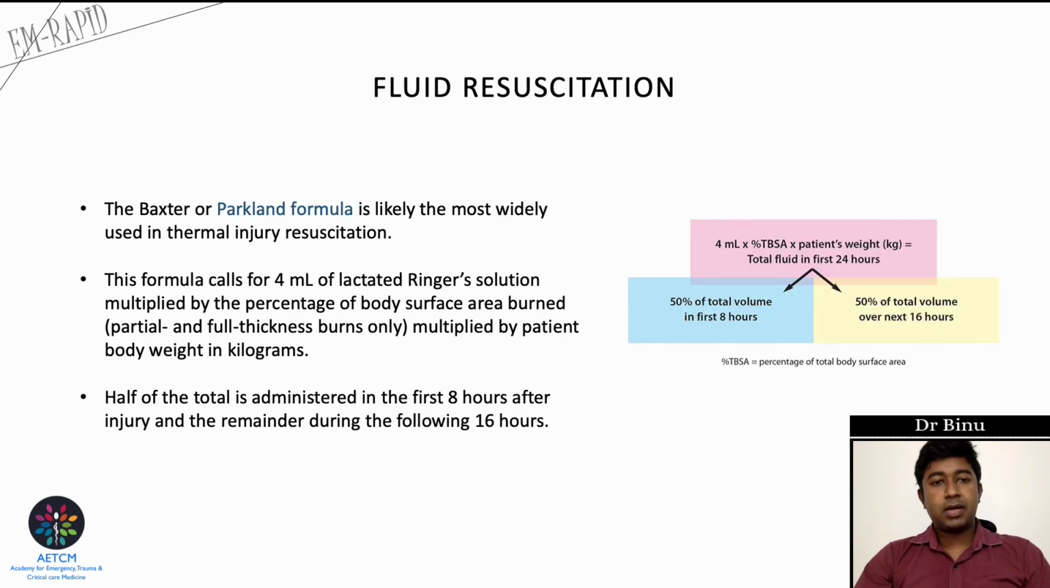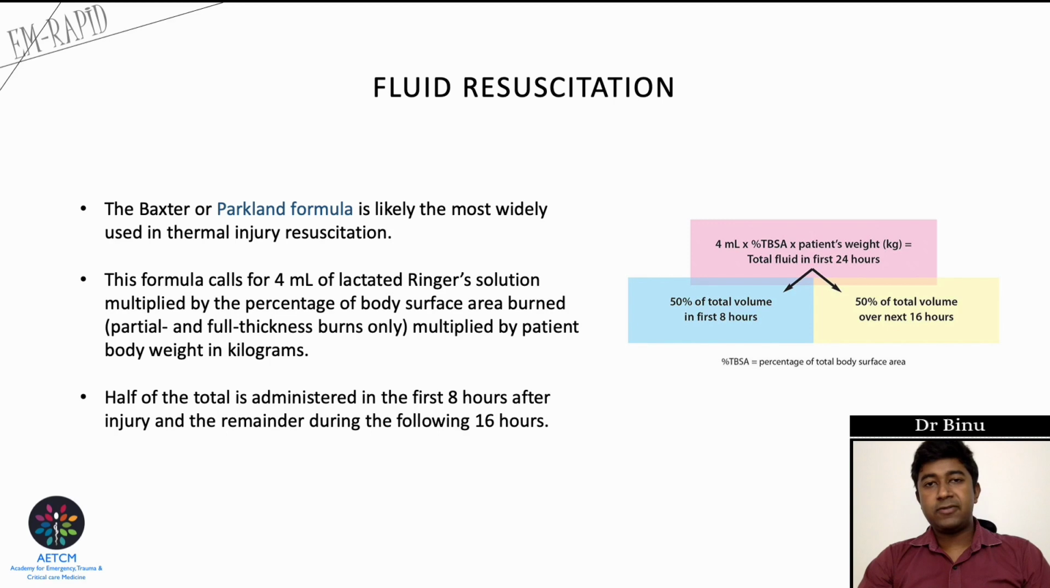The Baxter or the Parkland formula is likely the most widely used formula for thermal injury resuscitation, in which we calculate the total fluid requirement over a period of 24 hours by multiplying 4 ml of lactated Ringer solution by the percentage of body surface area that is burned, which includes the partial and full thickness burns only, and multiplied by the patient's body weight in kilograms. Half the total amount is given over a period of 8 hours, and the remainder is given during the following 16 hours. So over a total 24-hour period, we calculate this and give it as 8 and 16.